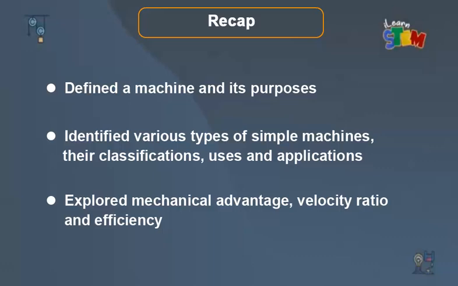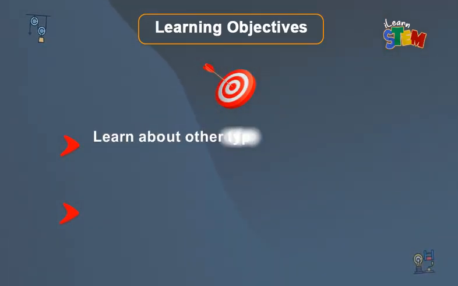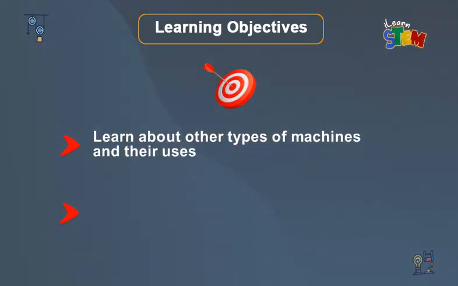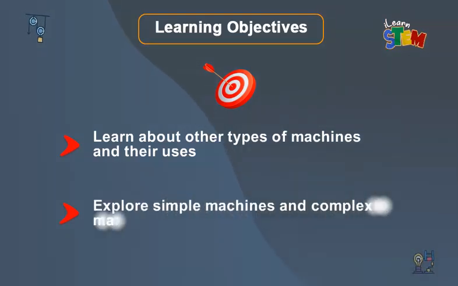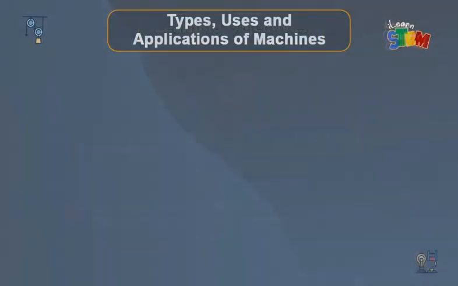Before we begin today's lesson, let's take a quick look at our lesson objectives. By the end of today's lesson, our aim is to learn about other types of machines and their uses, and also explore simple machines and complex machines with their examples. Are you ready? Let's proceed. Let's continue with learning about other types of machines.